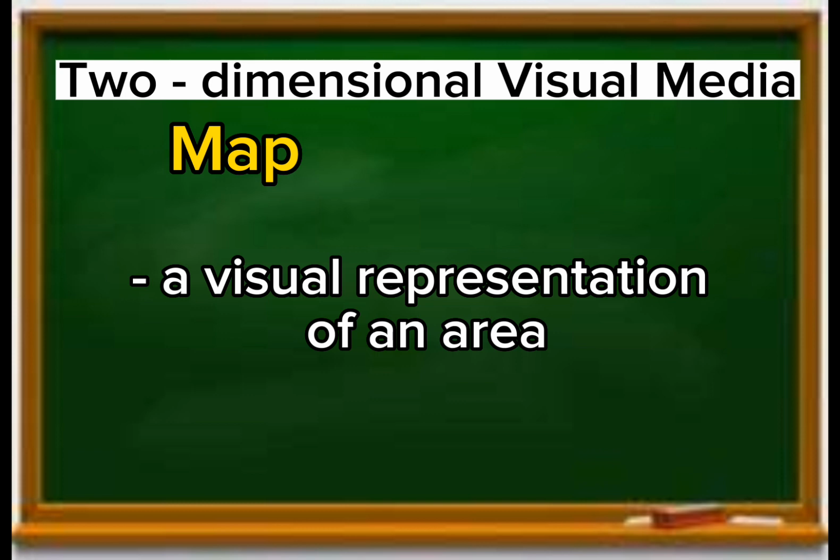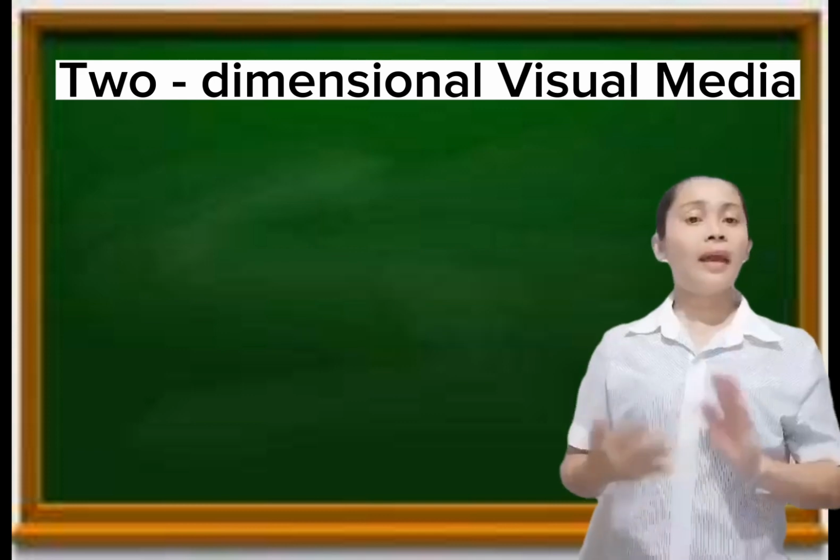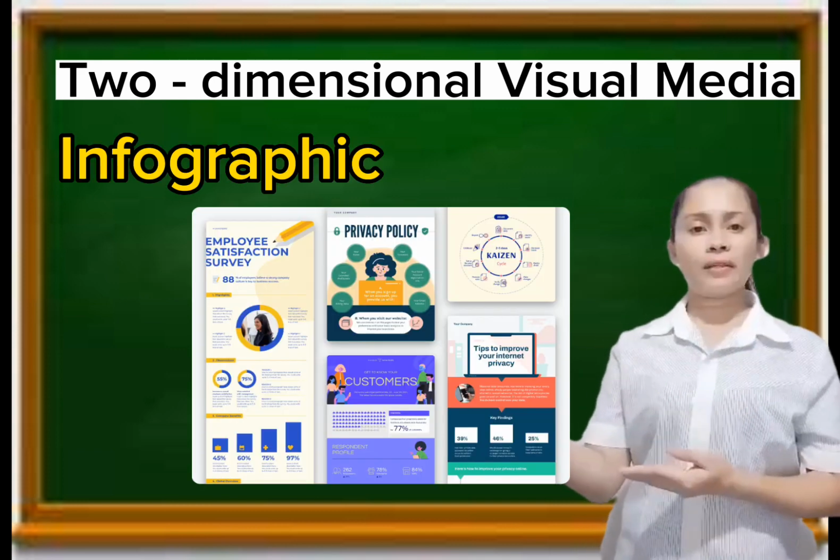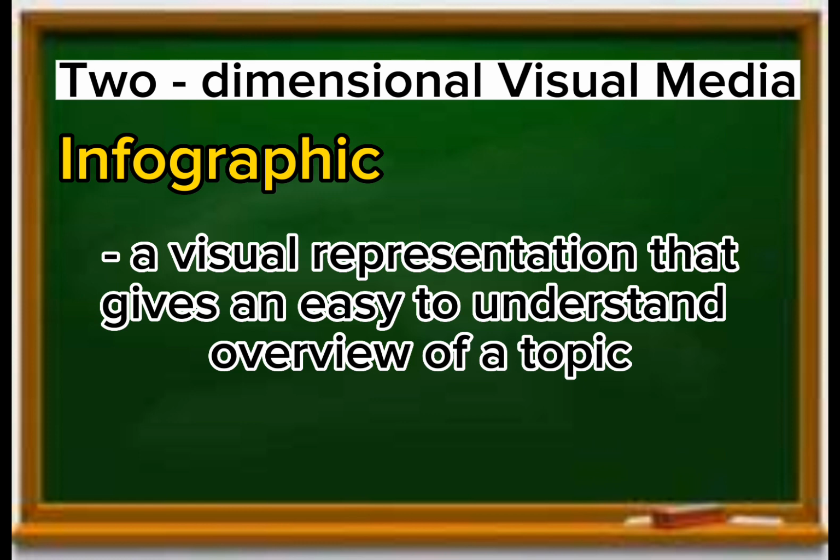A visual representation of an area, a symbolic depiction highlighting relationships between elements of that space, such as objects, regions, and themes. And infographic. A visual representation of information or data. It represents a collection of imagery, charts, and minimal text that gives an easy-to-understand overview of a topic and quickly and clearly present an information.